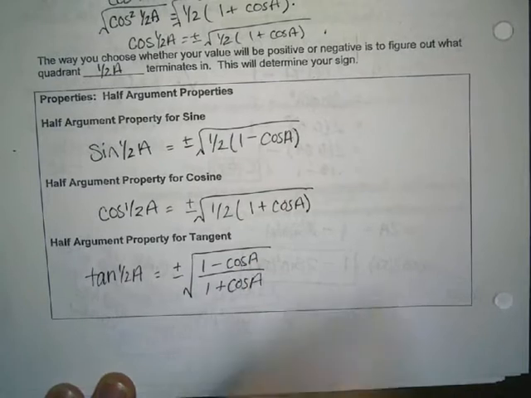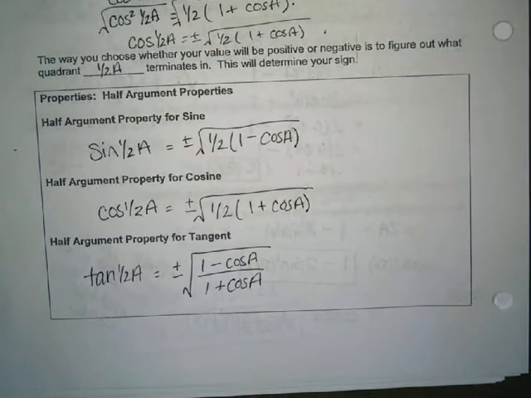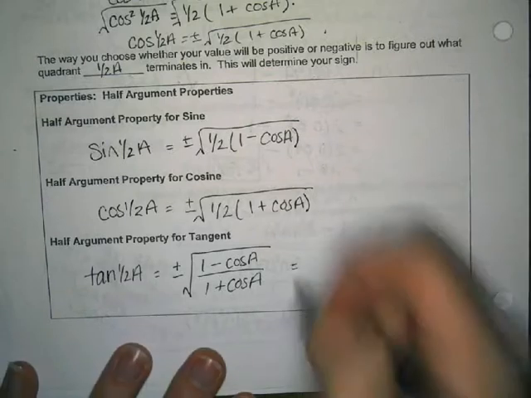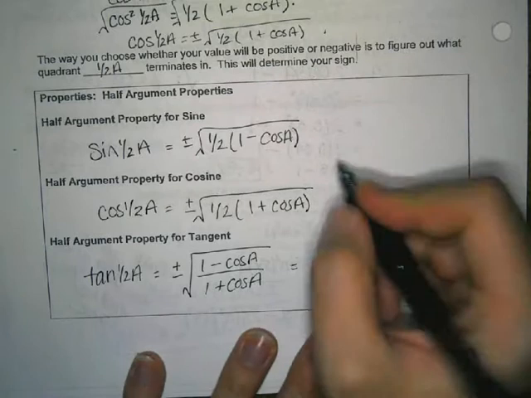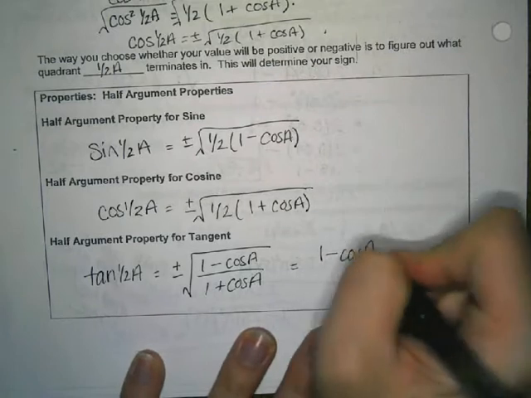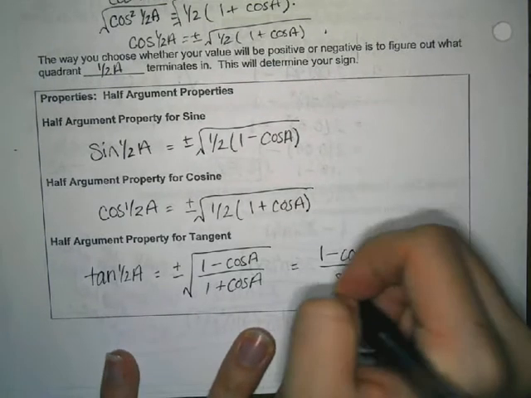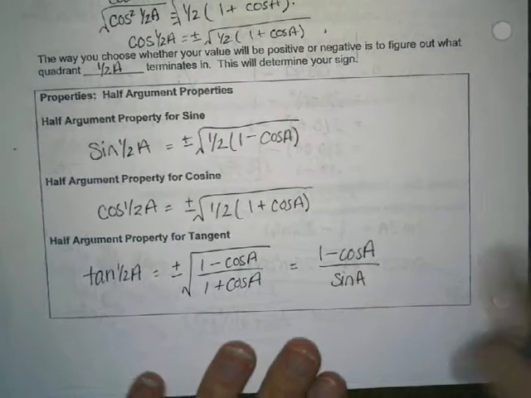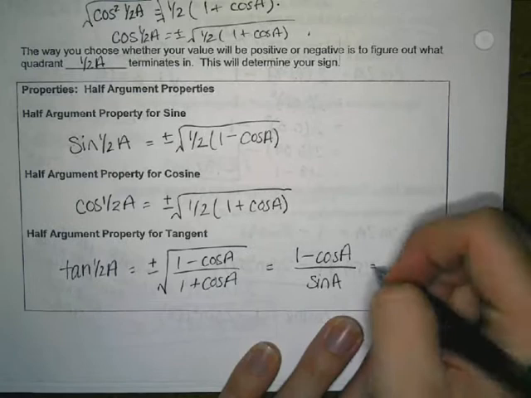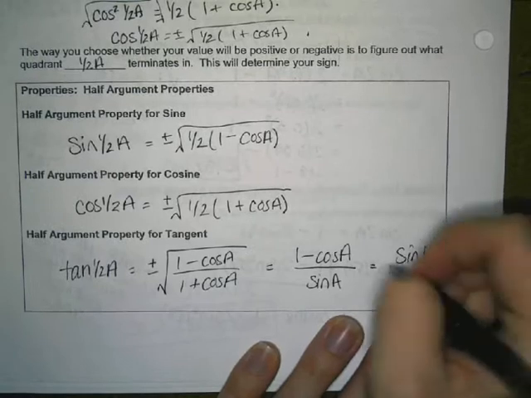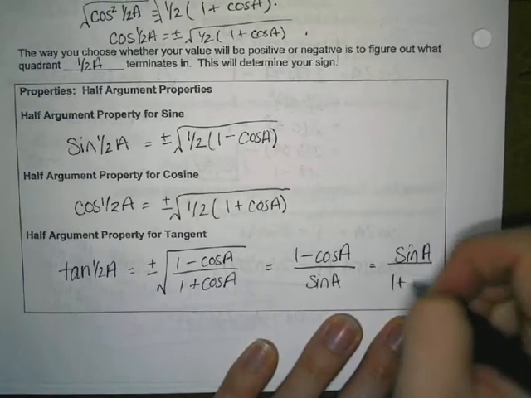I'm not making you prove this one either. But the half argument property for tangent, that's the first way that you might see it. I'm giving it to you at this point. Making you prove every single little property would be very tedious. So I just make you prove the main one, and then we write them all down. So these are the 3 different ways that this property can be written.